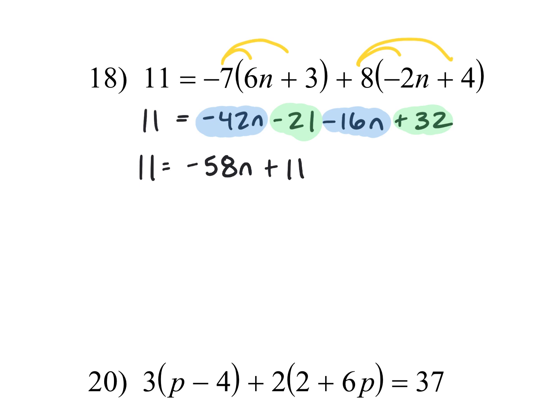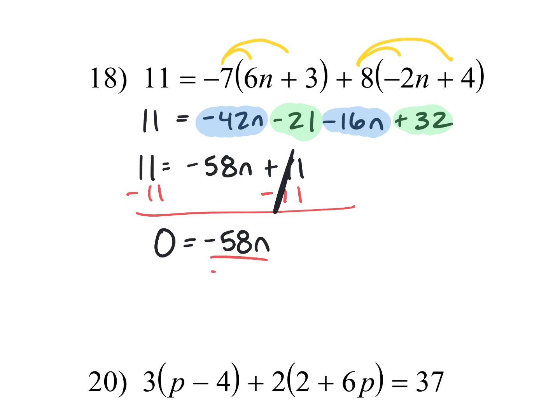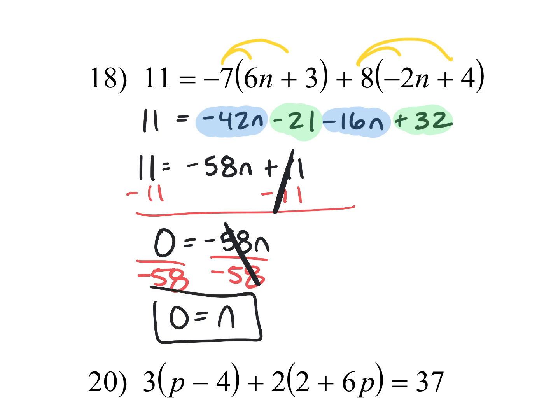So next, we want to get -58n by itself. So to undo adding 11, you have to subtract it. Hey, 11 minus 11 is 0. Then to get n by itself, you got to divide both sides by -58. And you end up getting 0 is equal to n. All right. Questions there?